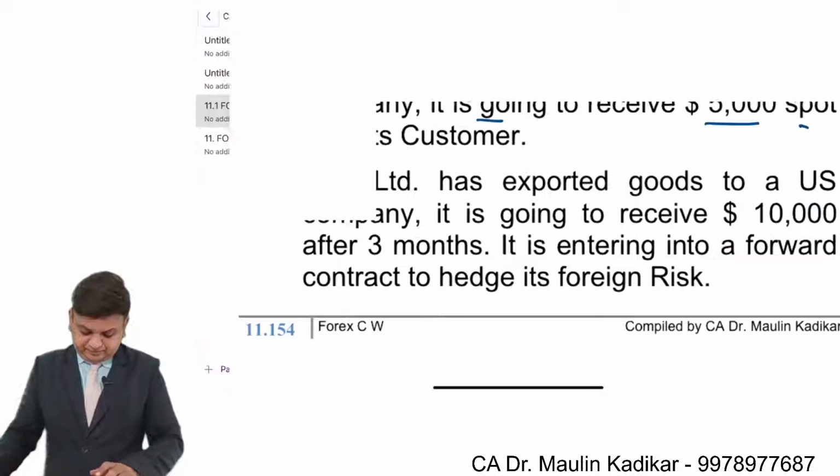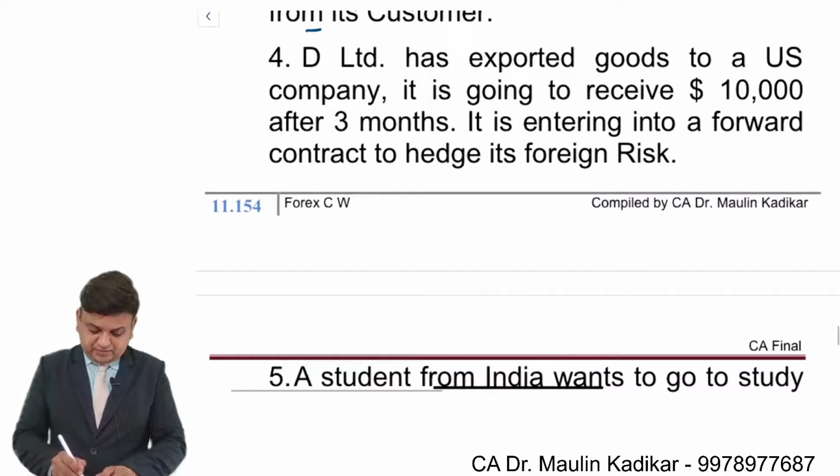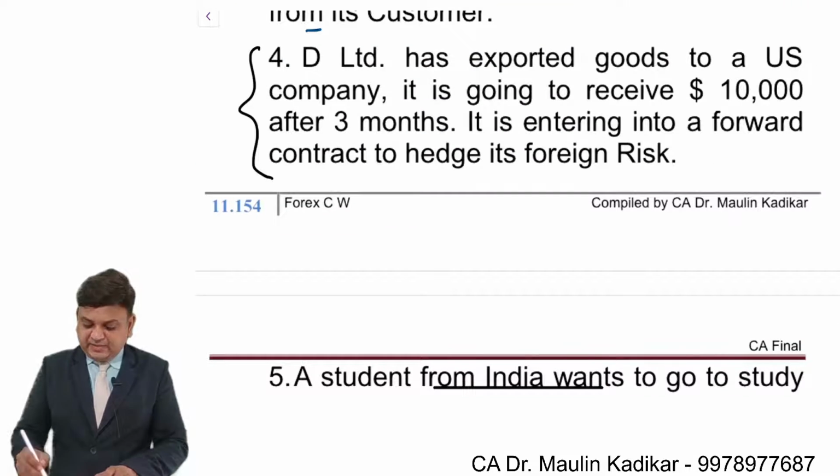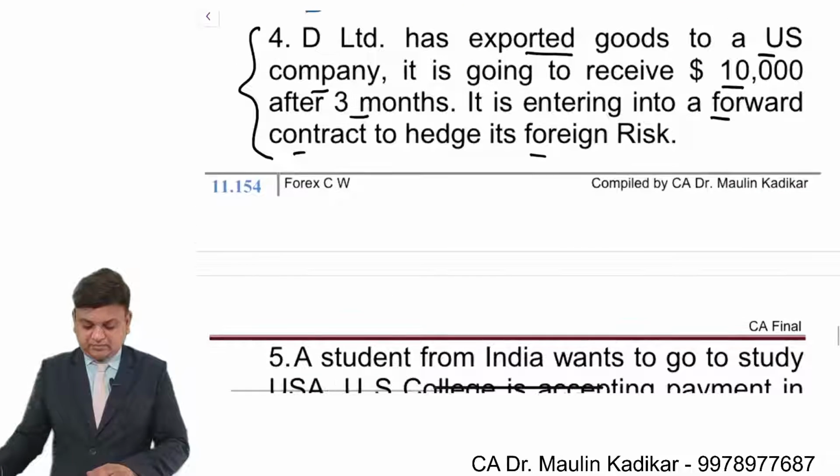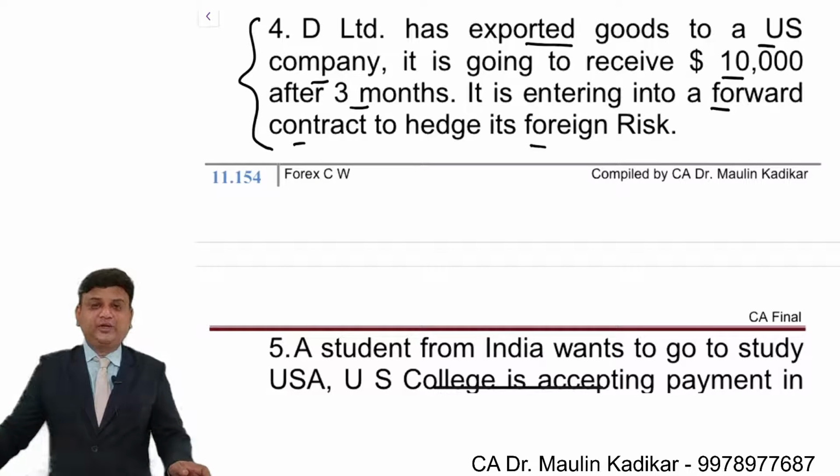Next, fourth, D Limited has exported goods to a US company. It is going to receive 10,000 US dollar after 3 months. It is entering into the forward contract to hedge foreign exchange risk. That is what the transaction is. Try to incorporate the fourth transaction in the answer.